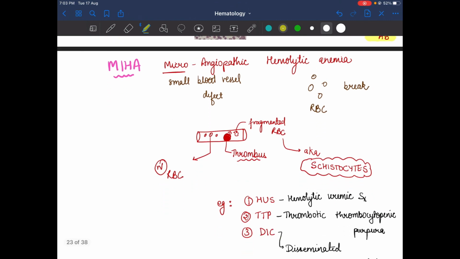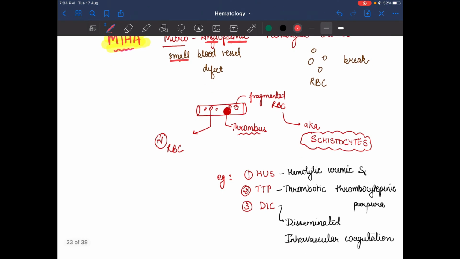Now the next one is microangiopathic hemolytic anemia, that is MAHA. Micro means small, angio means blood vessels, and pathy means a defect, so a small blood vessel defect. As we see here, these are normal red blood cells, and due to a thrombus they get fragmented. So RBCs get fragmented.